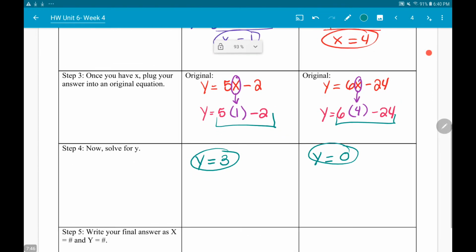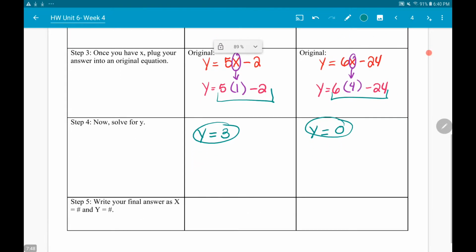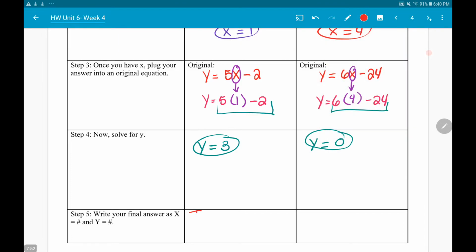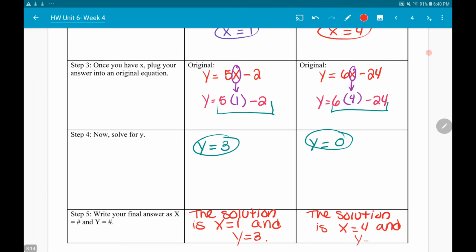All right, so now I have my 2 x's and my 2 y's, so I can go ahead and write my conclusion. The solution is x equals 1 and y equals 3 for example 1. Example 2, the solution is x equals 4 and y equals 0.